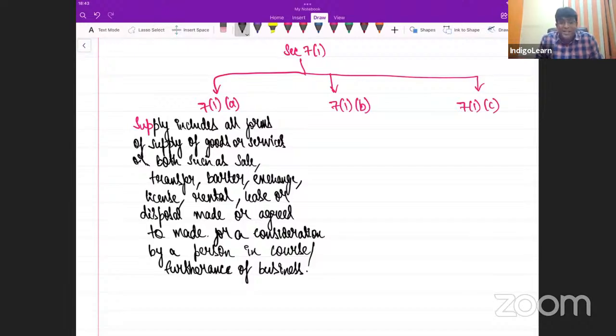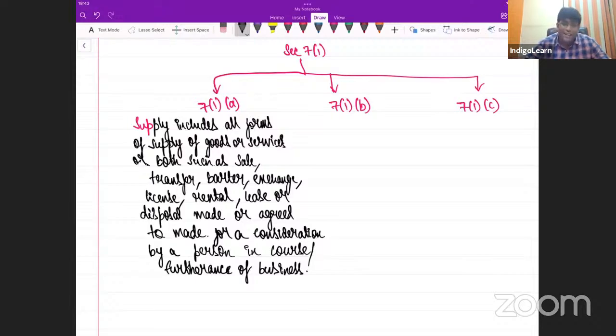You can't do that. So here, what is covered? Sale, transfer, barter, exchange, license, rental, lease. Rent and lease: a small difference is that generally rent is for short term, lease is for long term, and in lease more rights are given to the lessee.